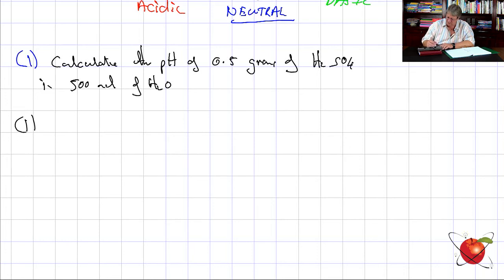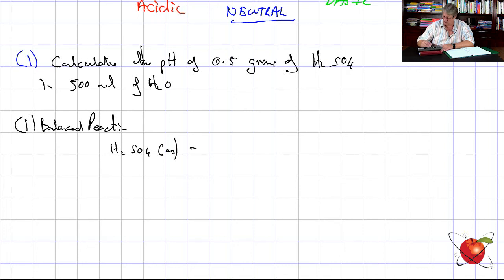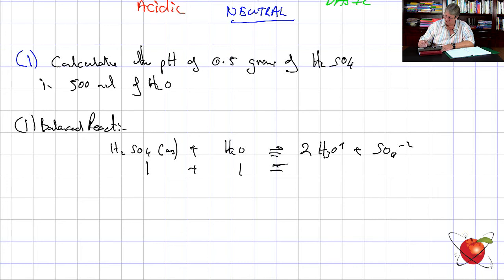Step 1 is a balanced reaction. Therefore, we say H2SO4 aqueous plus H2O goes to 2 H3O+ plus SO4 2-. My recipe is 1 plus 1 goes to 2 plus 1. Sorry, there's 2 waters there. My bad. Right, there's 2 because that must balance out; I hadn't balanced my equation.